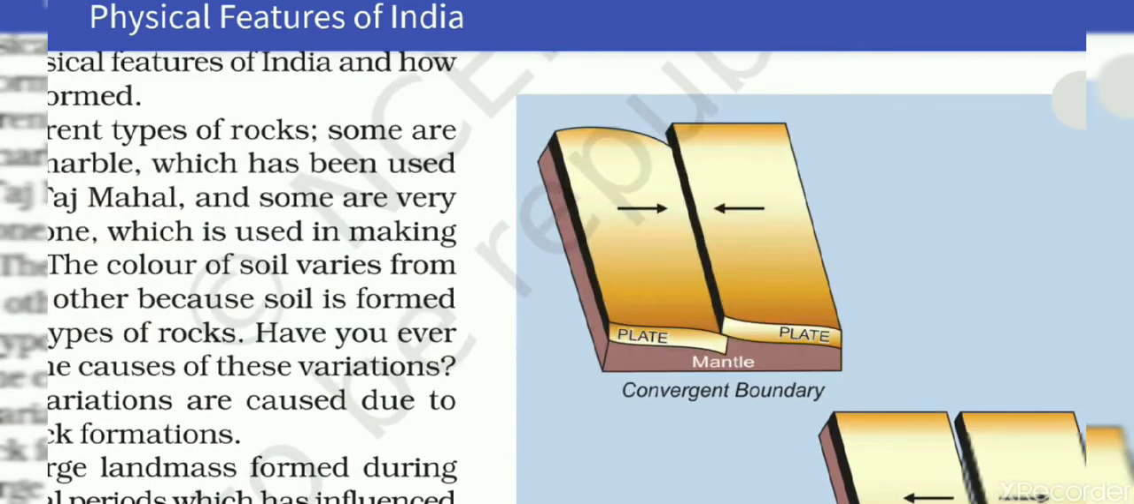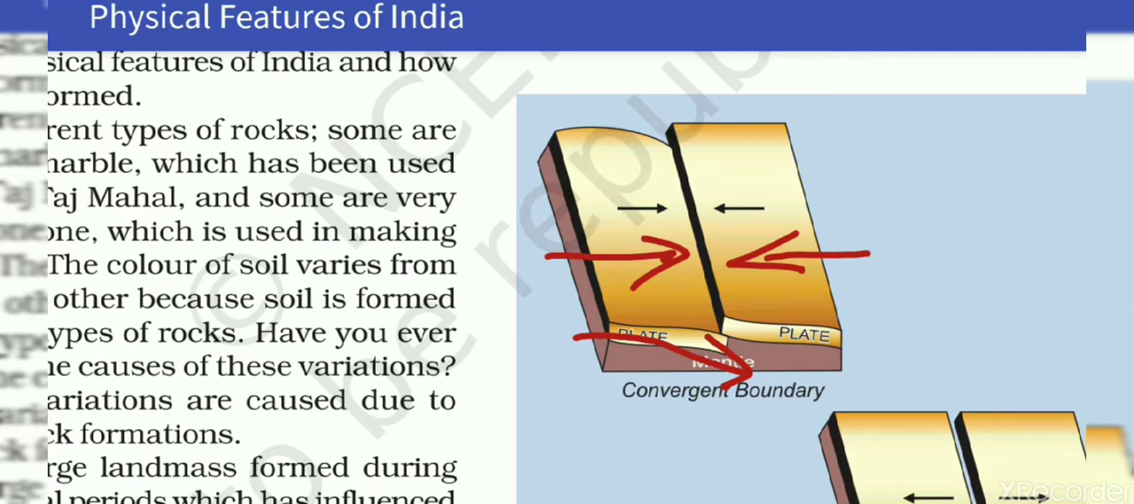The first one is convergent movement. When two plates come towards each other, as you can see here, two plates coming towards each other, they may either collide or crumble, or one may slide under the other. As you see, one is sliding under the other. So due to this movement, mountains form and earthquakes take place.